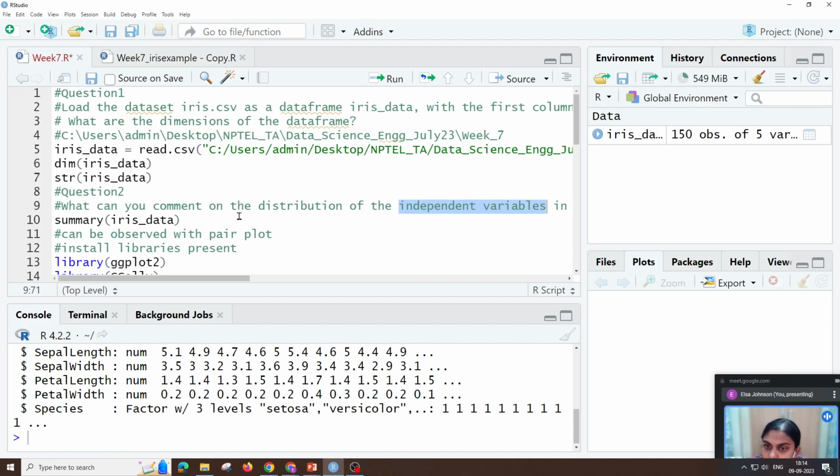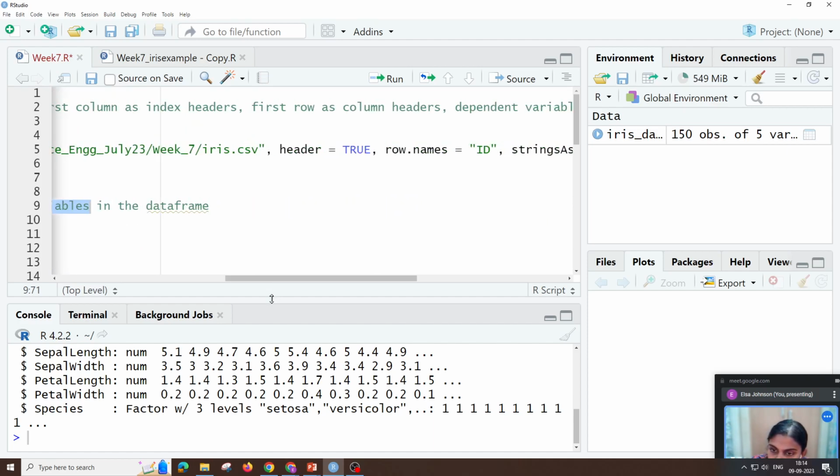Okay. So in this one, we have to comment on the distribution. So how can you, do you have any idea to see the distribution? How can you see the distribution of this plot?